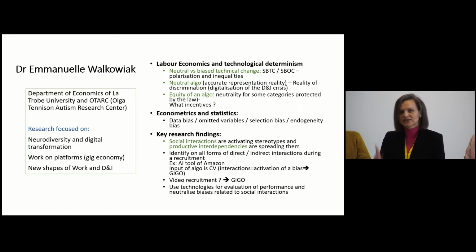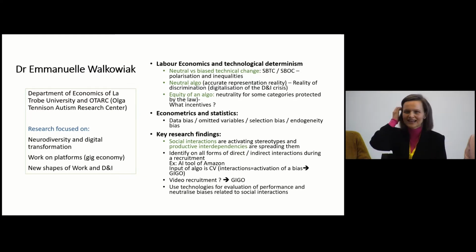In econometrics, which is also my background, we have a long history in the analysis of bias. We look at data bias, so I will use the term GIGO after, which is garbage in, garbage out. So if you have data that is biased initially, you will have an algorithm that is biased at the end. The question of omitted variables, endogeneity bias, selection bias, this is all what we analyze in econometrics when we try to test a relation or a model.